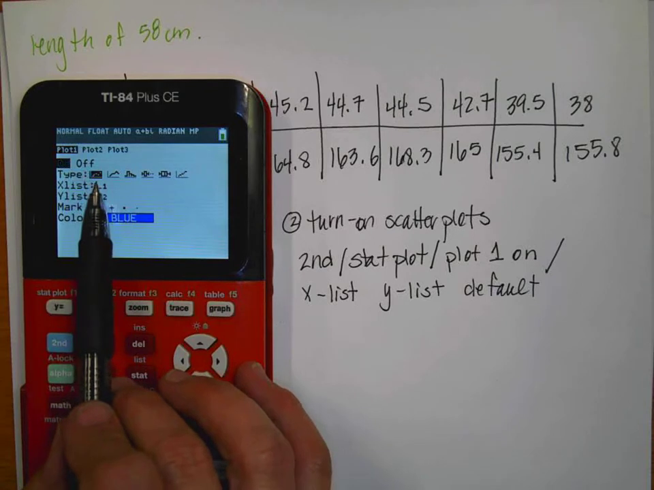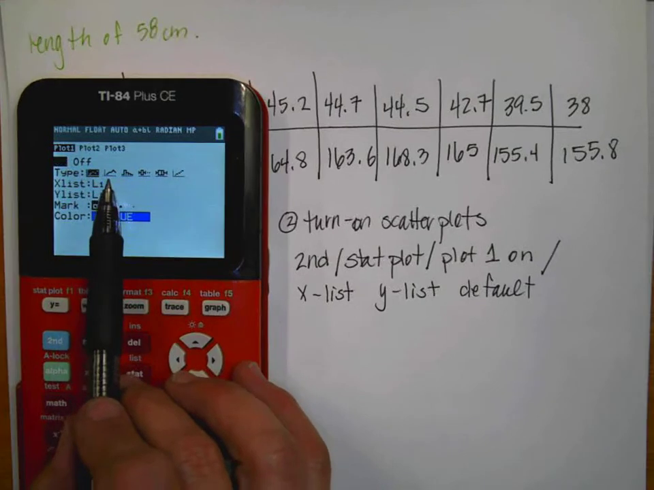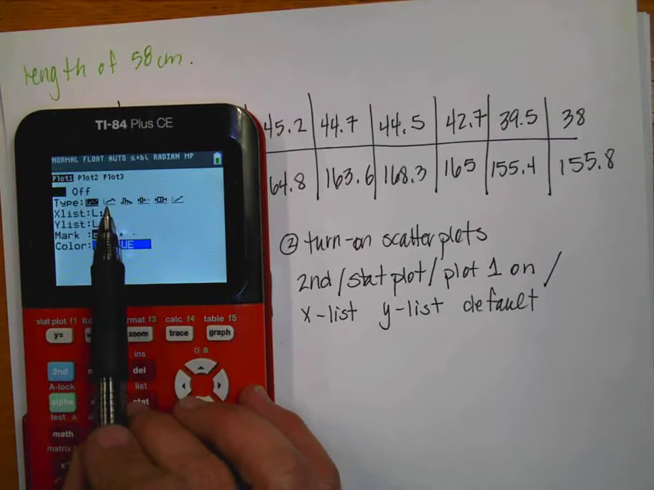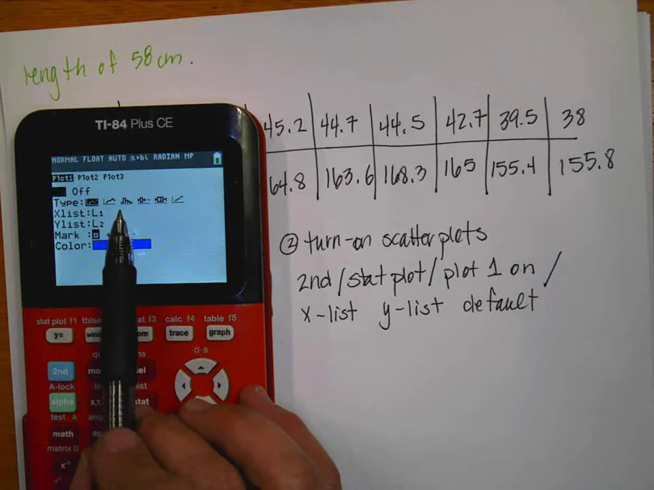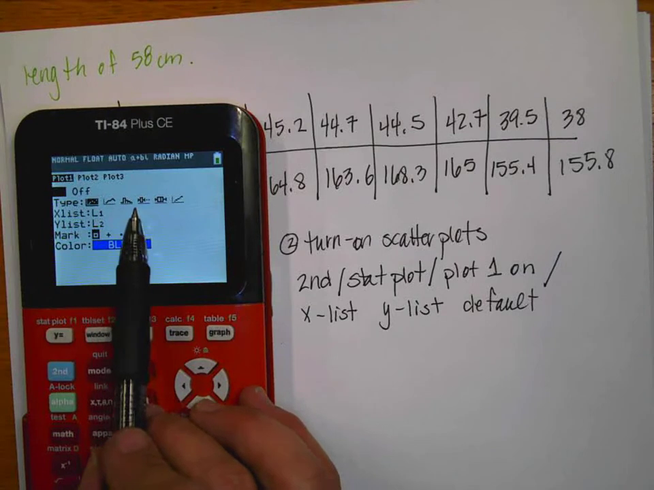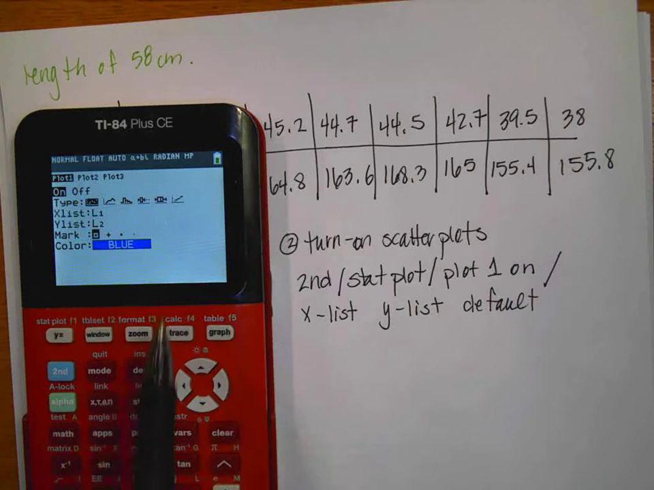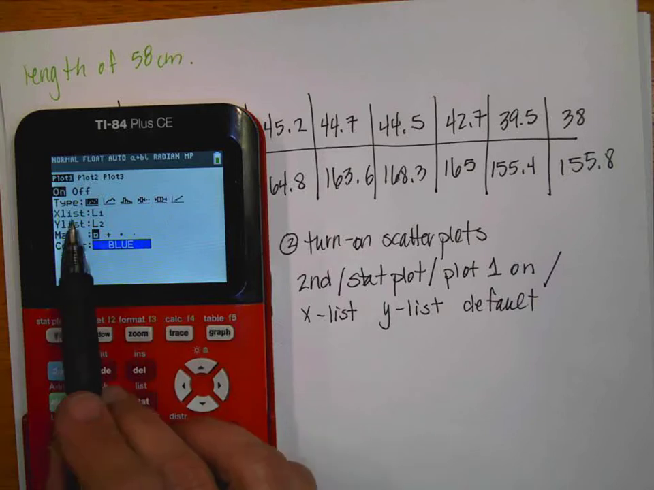This little guy right here is a scatter plot. The view is really crappy because I can't get it close enough for you to see the writing on the calculator, but this is going to be like a line graph. I can do bar graphs, I can do box and whisker plots, so I can do lots of different things.